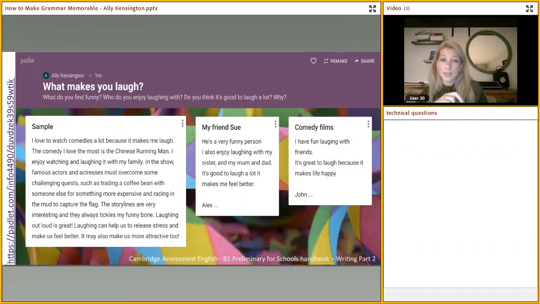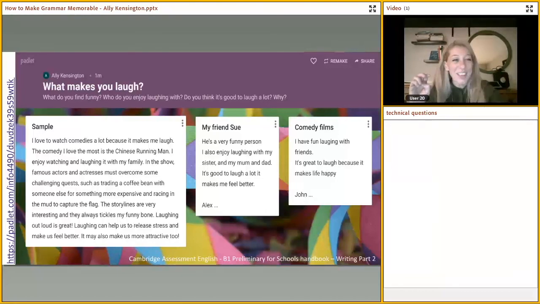Okay, this is an article start. This is something that I got from the Preliminary for Schools exam handbook. As you can see, there is a sample over here. What makes you laugh? What do you find funny? Who do you enjoy laughing with? Do you think it's good to laugh a lot? Why? Okay, by the way, I'm dyslexic.